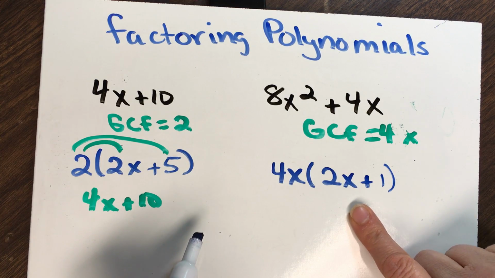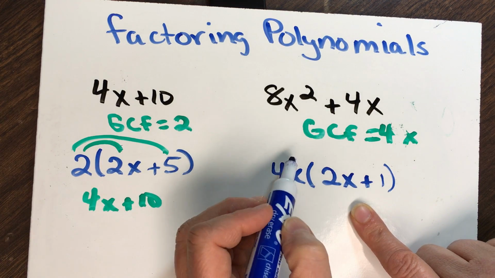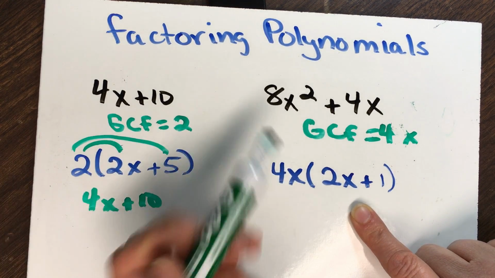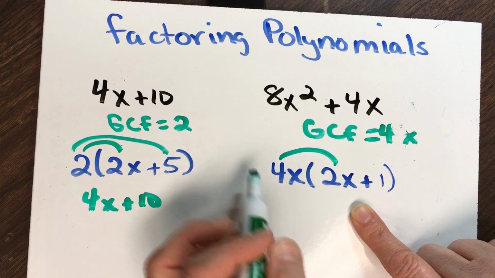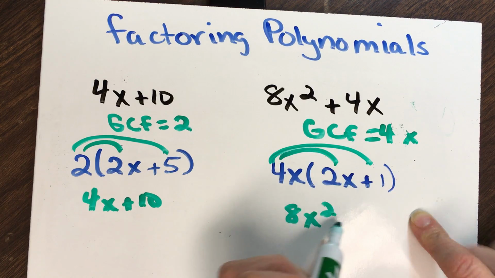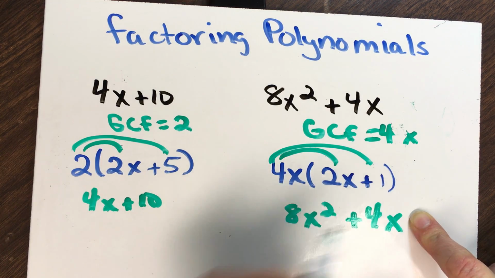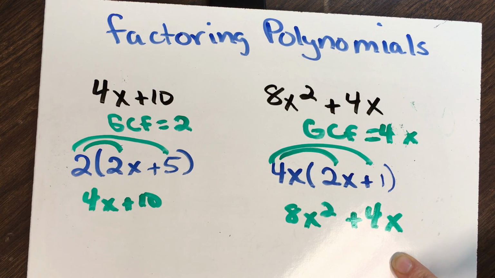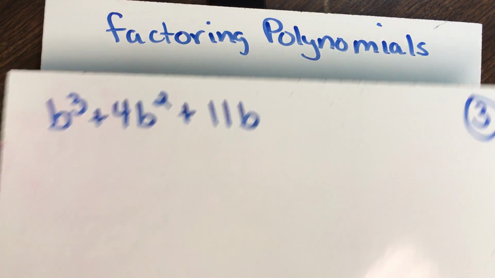So let's go backwards and distribute and see what we end up with to see if we're correct. This times this is 8x squared. This times this is 4x. So we did it correctly. Let's take a look at another one.